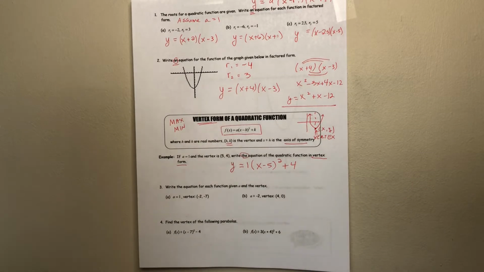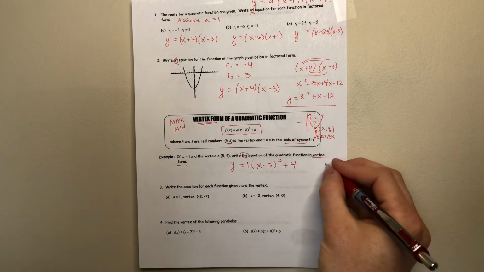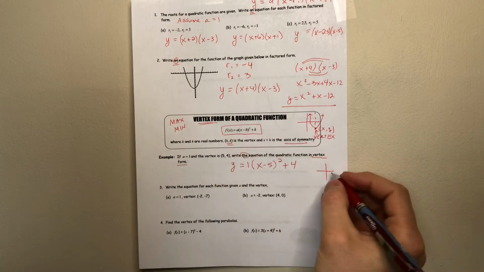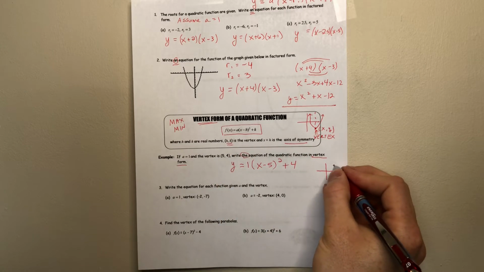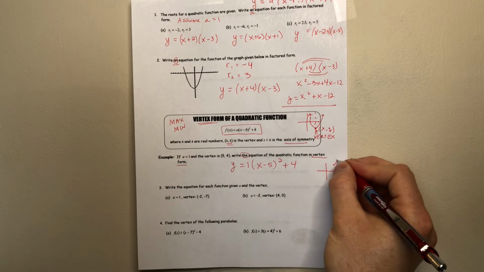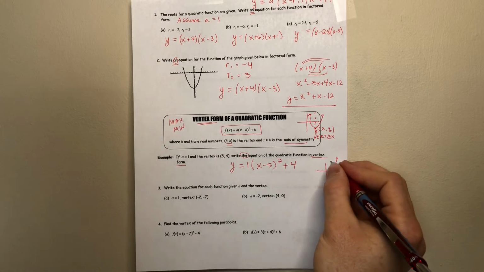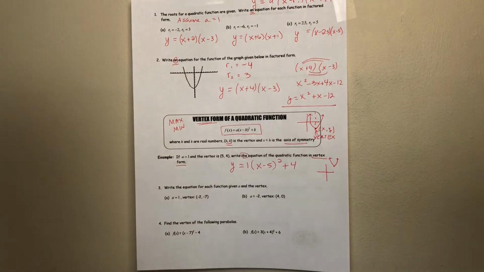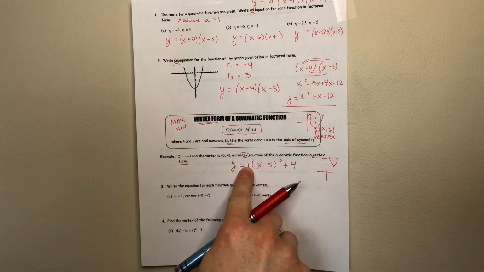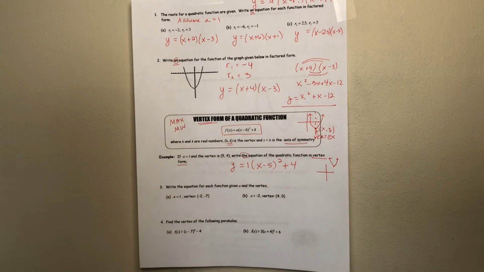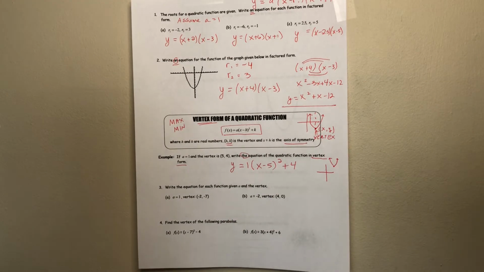And we're done. Now, just to give you a visual, (5, 4) is over here somewhere. So it's a parabola that kind of just looks like this. And it opens up because the value of a is positive. So that's going to open up. All right?